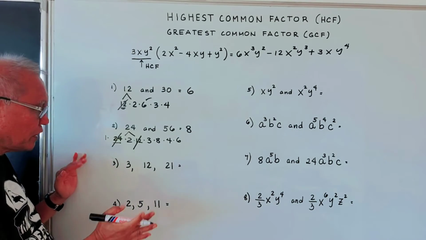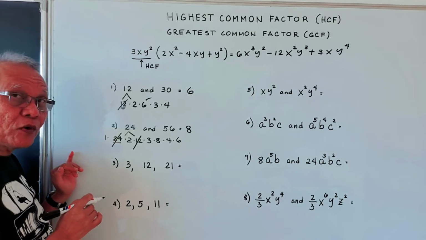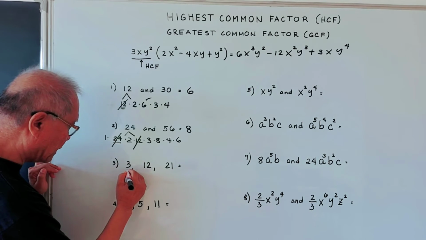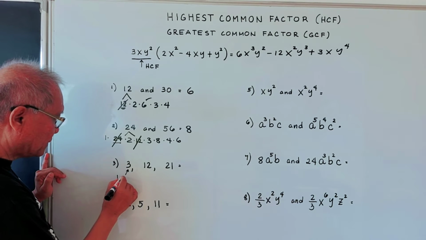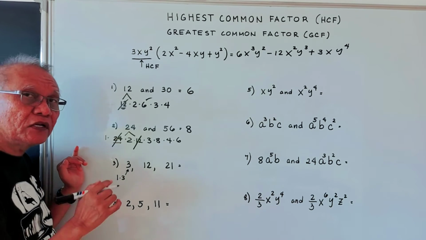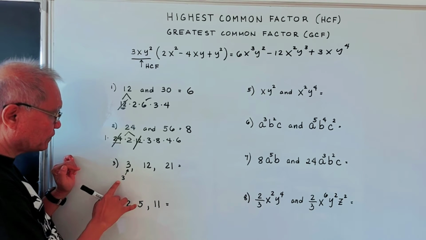Okay, we have 3 here. We have 3, 12, and 21. The smallest number is 3. So 1 times 3, we have only 3. So we need to test the 3.